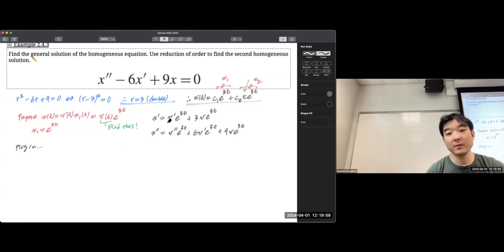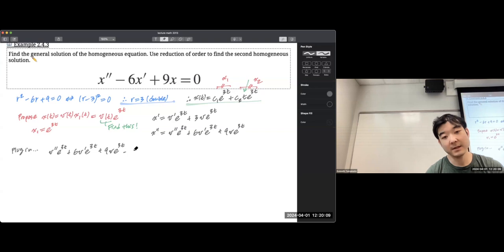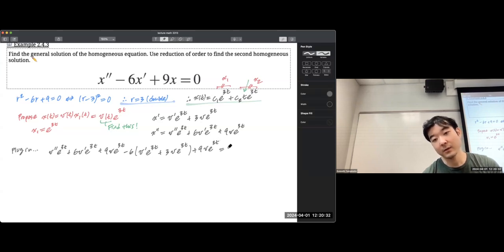And so you have the second order derivative. It's this one. And then you're going to have minus the 6 times the first order derivative, which is this one, plus the 9 times this proposed solution, which is going to be v times e to the 3t. And this has to equal 0.